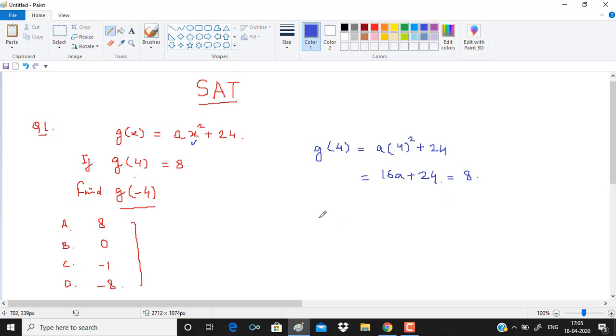Now what we need to find, we need to find g(-4). g(-4) means simply we will plug in minus 4 in place of x, and we will see that when we square minus 4 it gives us plus 16, and that is 16a plus 24. It means that g(-4) is also 8. So option A is the correct choice.